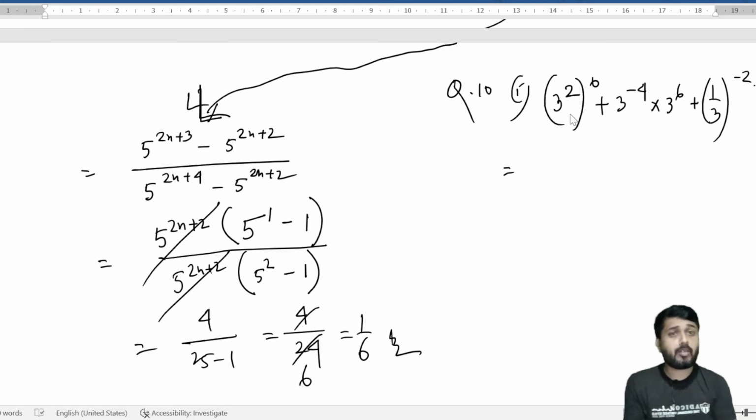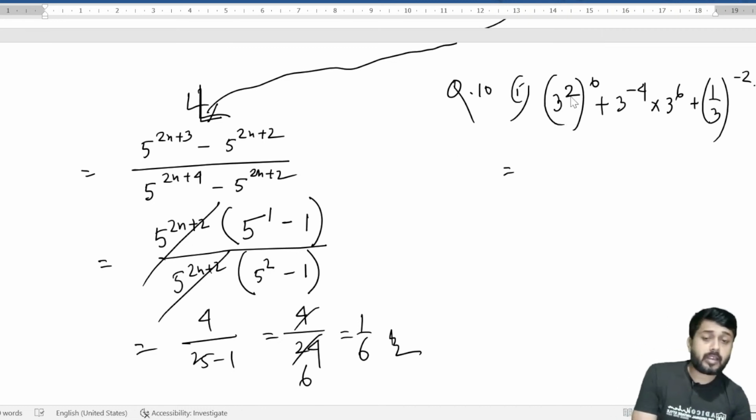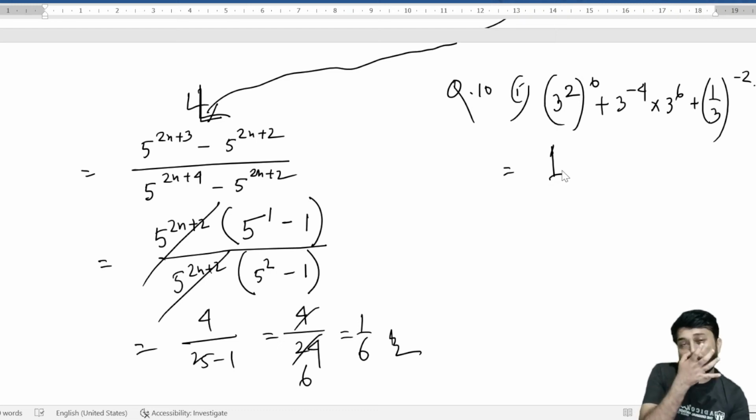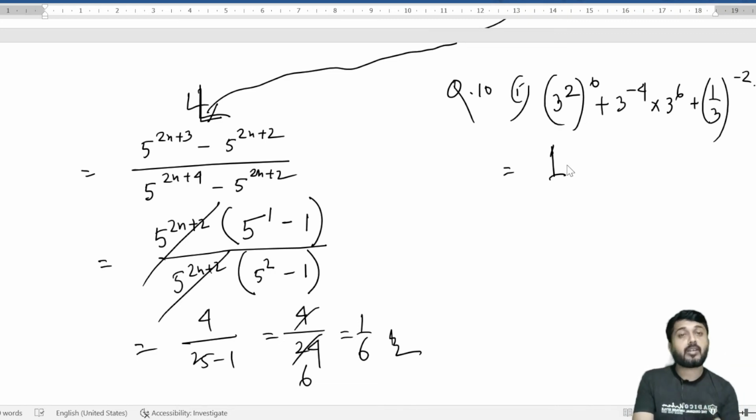Well, I have told you already that anything whole to the power 0 is 1, isn't it? 3 square means, what does that mean? That is 9. 9 to the power 0 means 1 only. Without any hesitation, without any second thought, just write 1 as soon as there is anything whole to the power 0. Anything means anything, right? Any fraction, any positive number, any negative number, whatever it is, anything whole to the power 0 means 1. Okay, so let it be equal to 1 anywhere you come across such a thing.